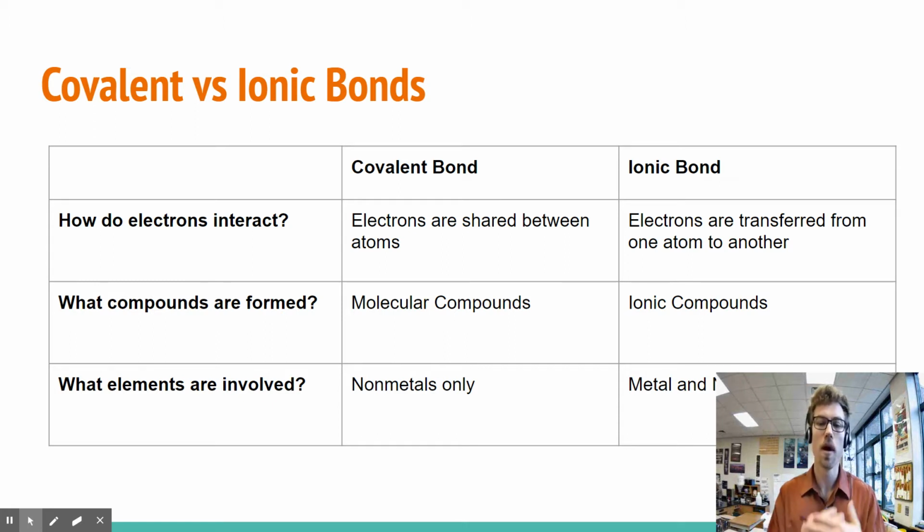Covalent bonds are used to form molecular compounds. Ionic bonds are used to form ionic compounds. So that's pretty straightforward. In a covalent bond, you will only be seeing non-metal types of elements. Remember that your non-metals are the elements that are to the right side of the periodic table.